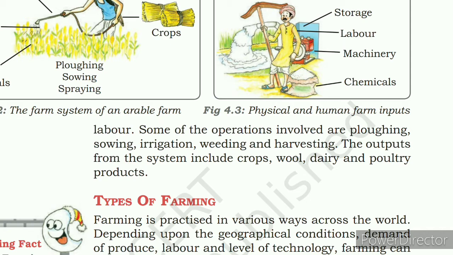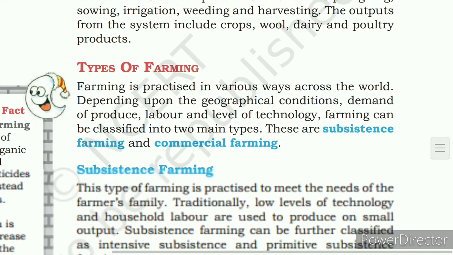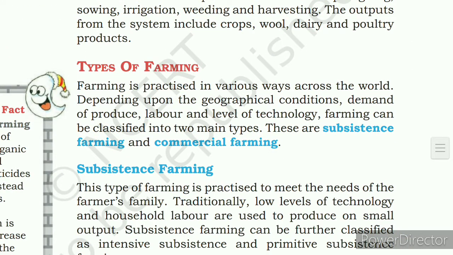The outputs from the system include crops, wool, dairy, poultry. These are the products, right? So all of this together comes with agriculture. Types of farming that we are seeing here. Types of farming is a practice, the various ways it is practiced across the world. It depends upon the geographical conditions and demand of produce.